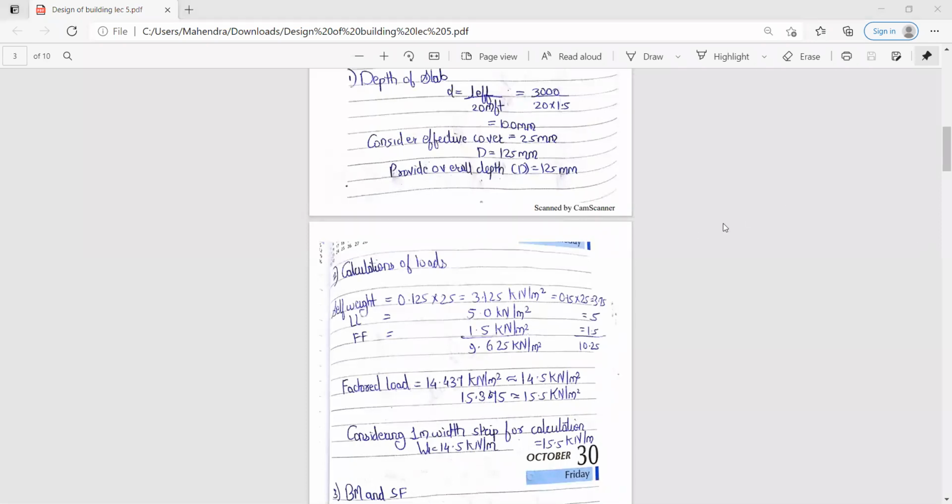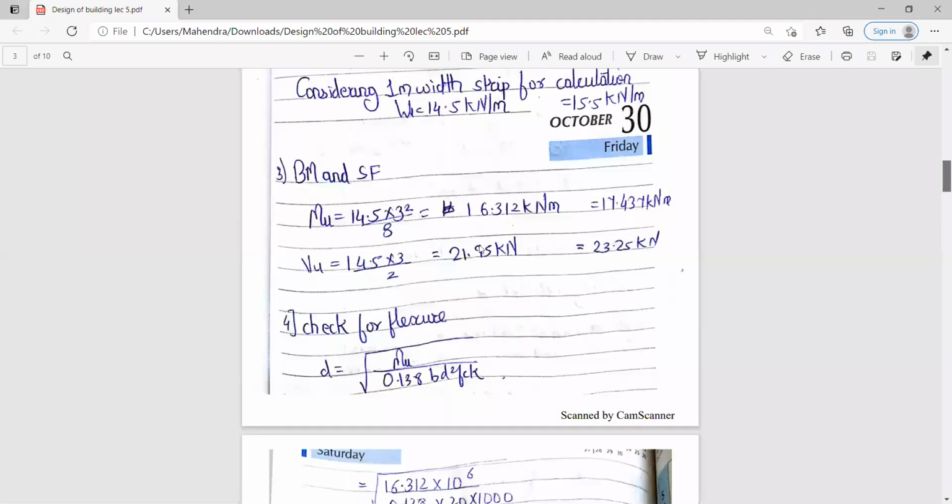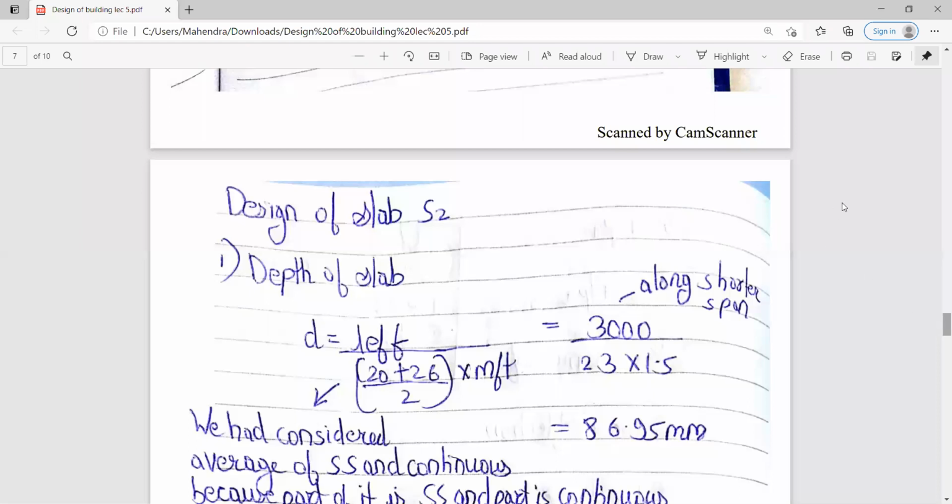Yes, you can write. From the starting you have to write from the plan itself, or I will share the PDF with you after the lecture. Or you have to start with the design of slab as well.